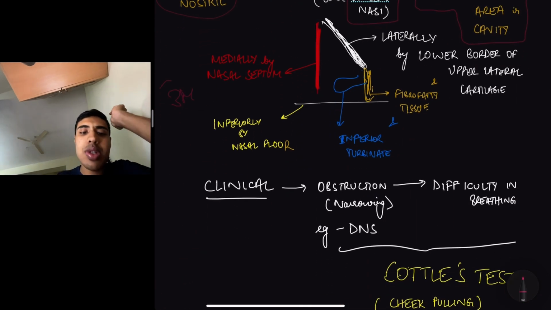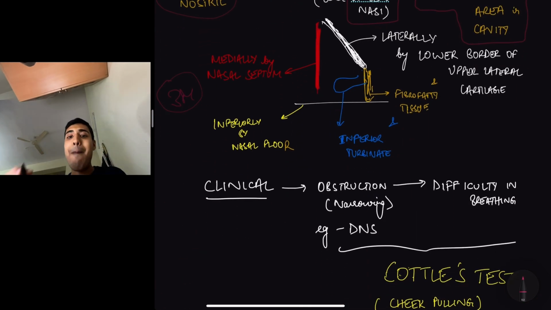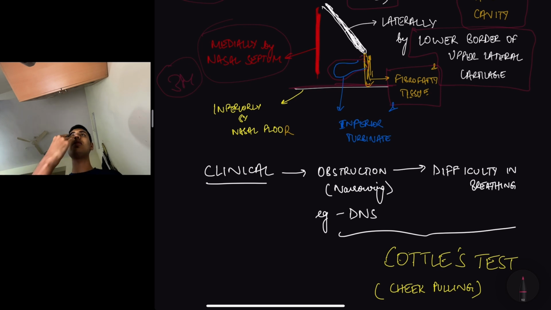Commonly asked 3 marks question, nasal valve. Medially, you have the nasal septum. Laterally, you have 3 components. You have the lower border of the upper lateral cartilage, you have fibrofatty tissue, and you have the inferior turbinate. And floor, you have the nasal floor, nothing but the floor of the nasal cavity. So think about it in this direction.